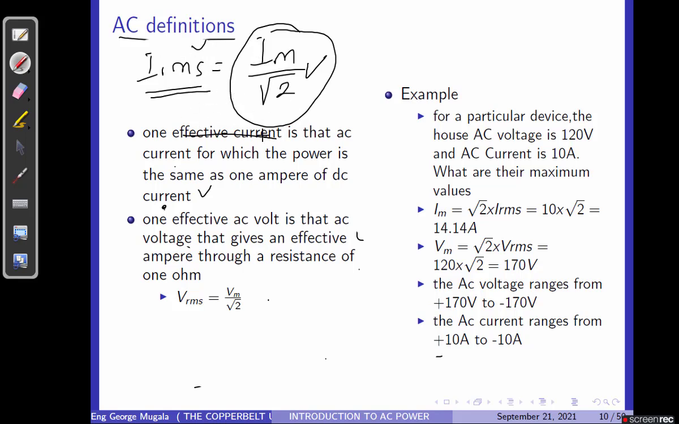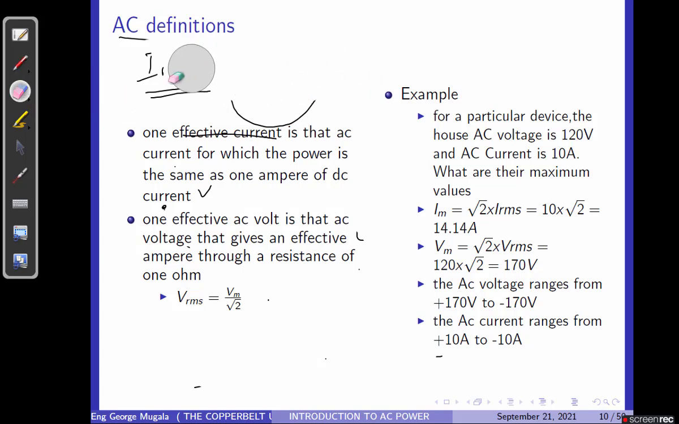Yeah, we'll do calculations and you'll be clear about it. Now, if we again go ahead, we can also talk about, it's not just effective current, it's also about effective AC voltage. It is that AC voltage that gives an effective ampere through a resistance of 1 ohm.